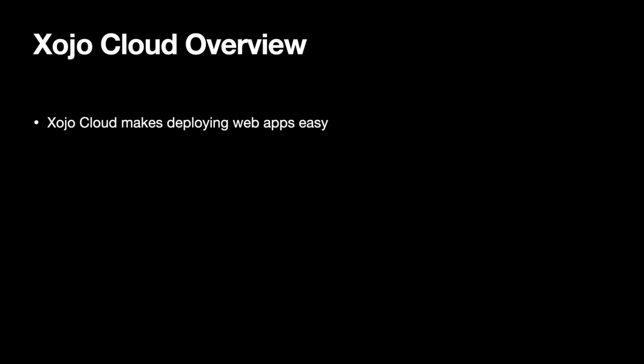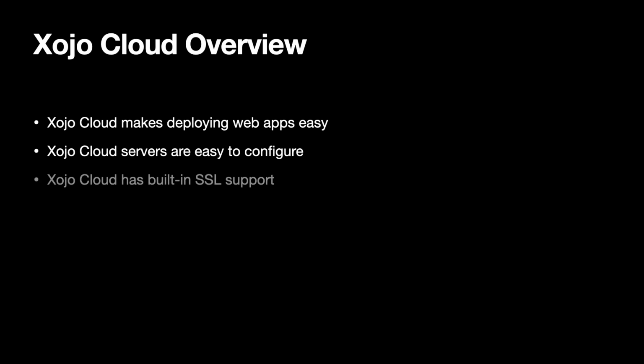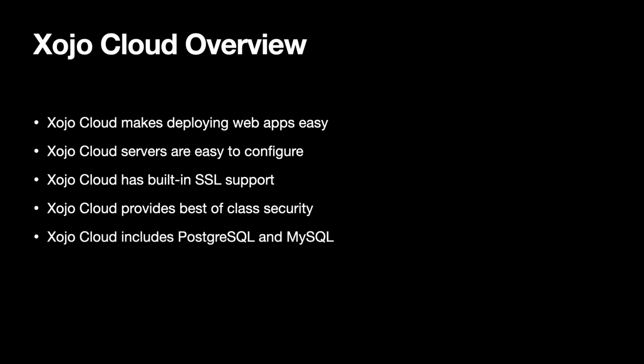So Xojo Cloud is great for deploying web apps very easily. Xojo Cloud servers are easy to configure. I'll be showing you the control panel. It makes it super simple. It also has built-in SSL support, so you don't need to monkey with SSL certificates and all that. It's super simple for SSL. And it provides best-of-class security. And I'll give you some more details about that later in the video.